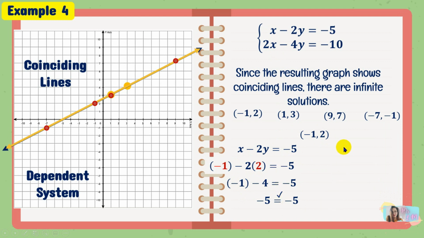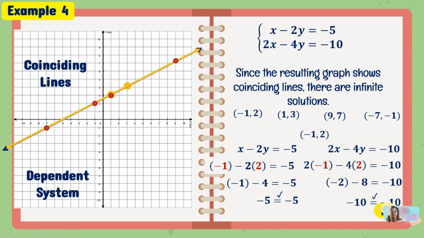On the second equation, ganun din yung gagawin natin. Substitute the value of x and y. We're going to have 2 times negative 1 minus 4 times positive 2. Is it equal to negative 10? 2 times negative 1, that's negative 2. And 4 times 2 is 8. So, we have minus 8. Negative 2 minus 8, if we apply KCC, magkakaroon tayo ng negative 2 plus negative 8, and that's negative 10. So, again, it satisfies the second equation, or both of the equations are satisfied by this ordered pair.